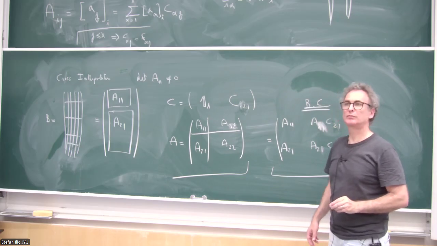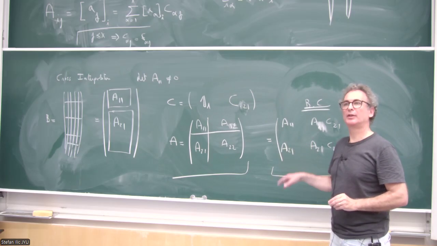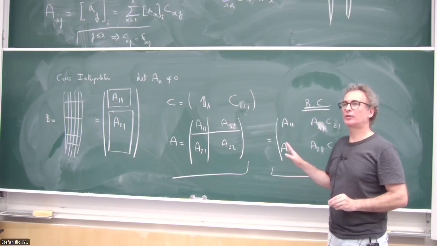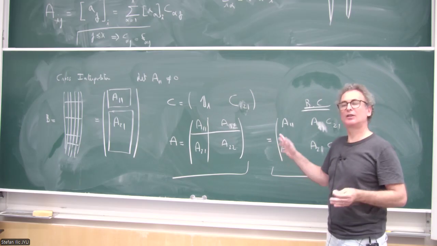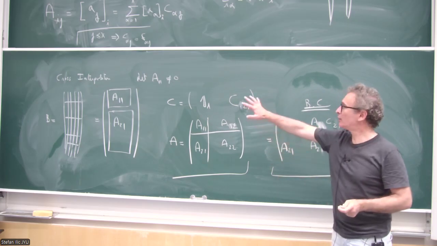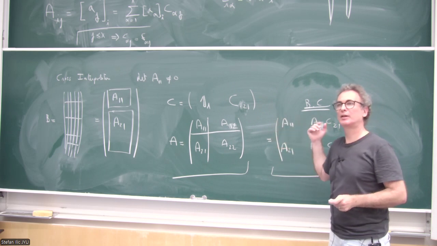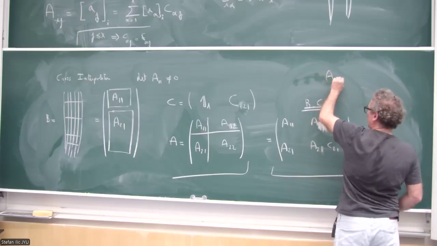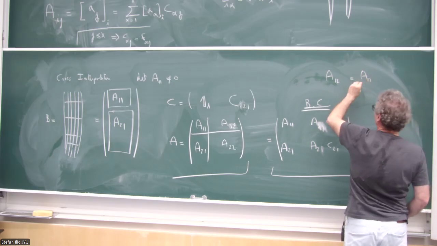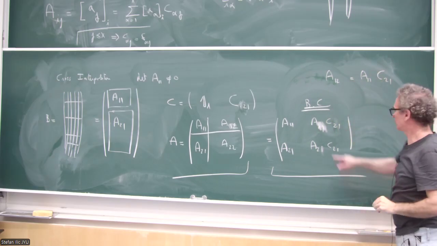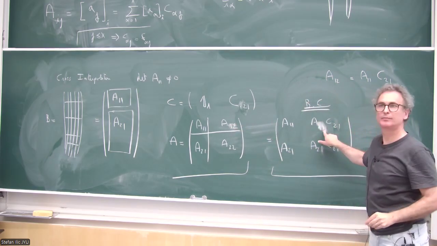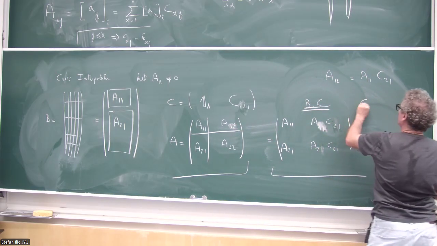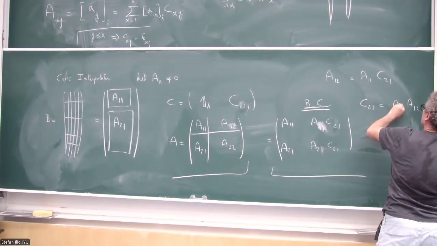How to identify the block? This I will explain a bit later. For the moment we will do SVD, and we will revisit the cross interpolation in practice a bit later. For the moment, I'm just trying to make a point, which is that A12 is equal to A11 C21, just equating this with that, which means that C21 has to be equal to A11 inverse A12.